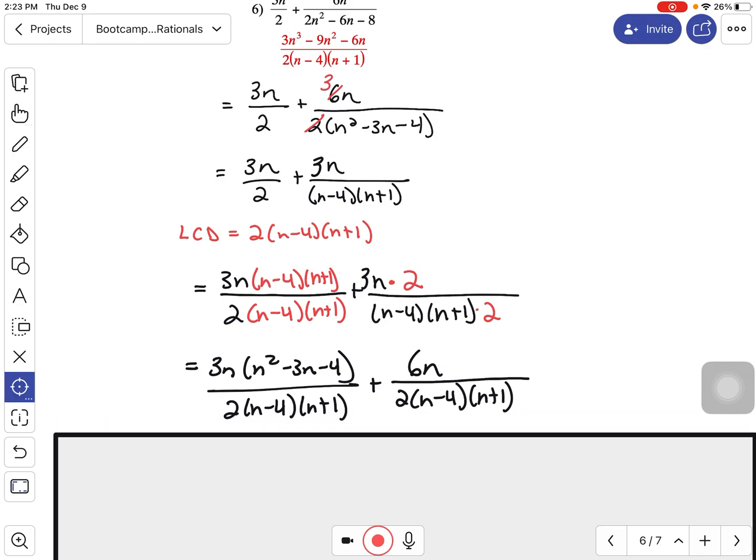So essentially to distribute, I FOILed n minus 4 and n plus 1, and I get n squared minus 3n minus 4. And then I just multiplied 3n times 2, and that gives me 6n in that second numerator you see there.